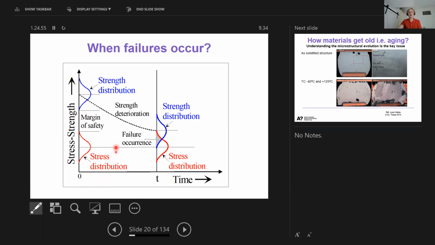So here we are talking about random failures, overstress failures, and after a certain time we are talking about wear out failures. This is how we link this stress strength analysis to the bathtub curve, which we will be seeing in a minute.